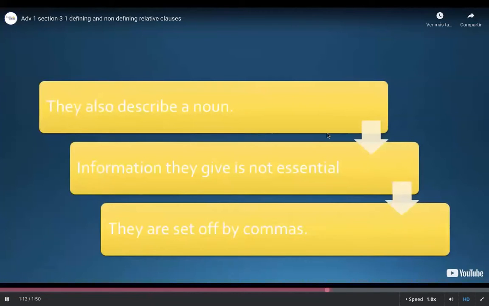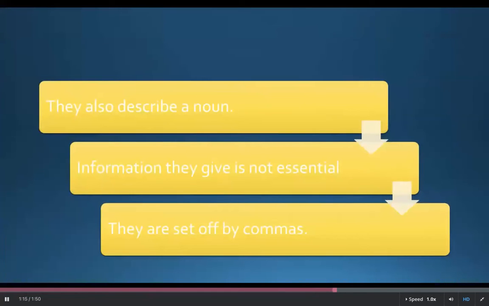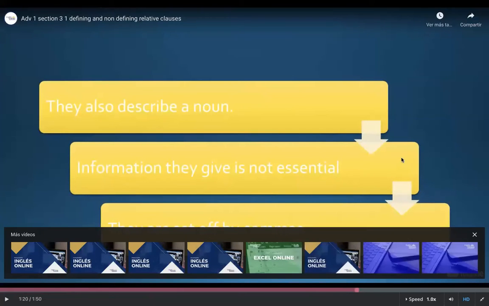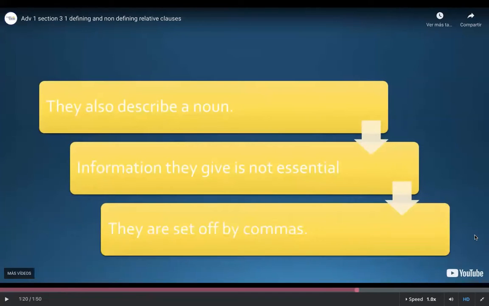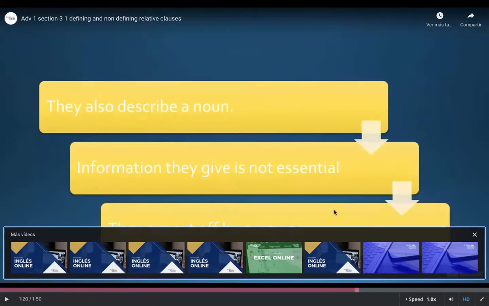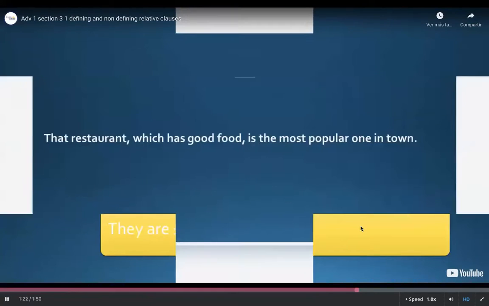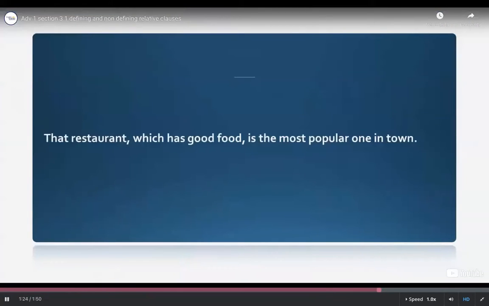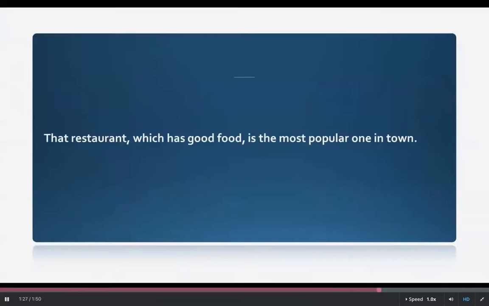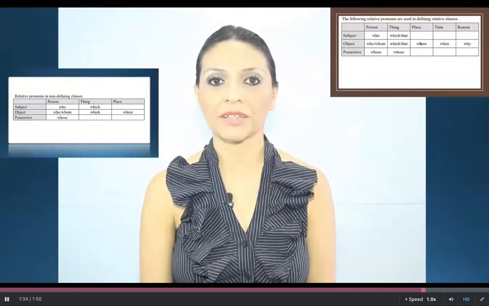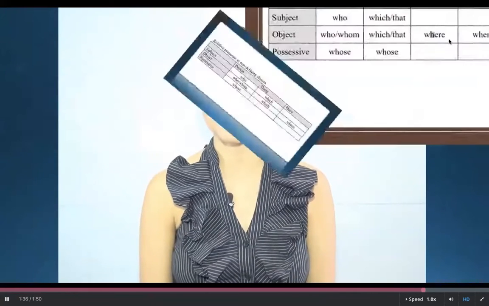Non-defining relative clauses also describe a noun, but the information they give is not essential. They are set off by commas. That restaurant, which has good food, is the most popular one in town. Just to help you out a bit, look at the following charts. They are used in defining and non-defining relative clauses. Come up with your own sentences and ask your teacher to check them out for you.